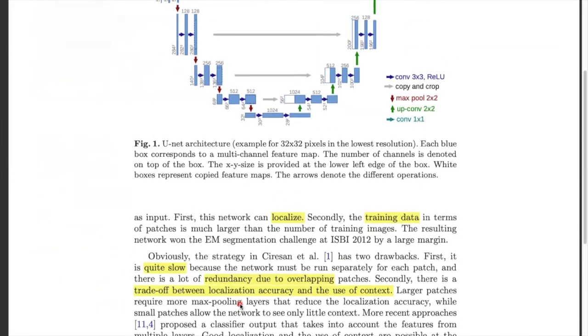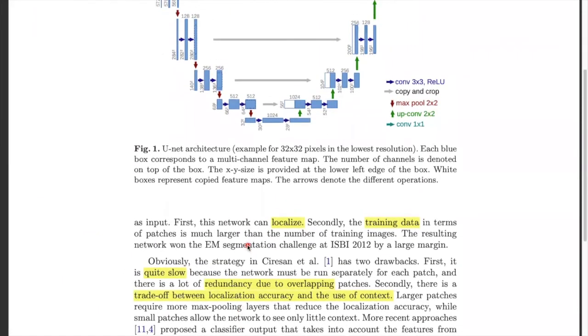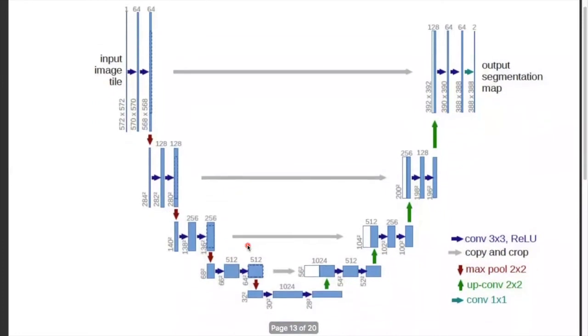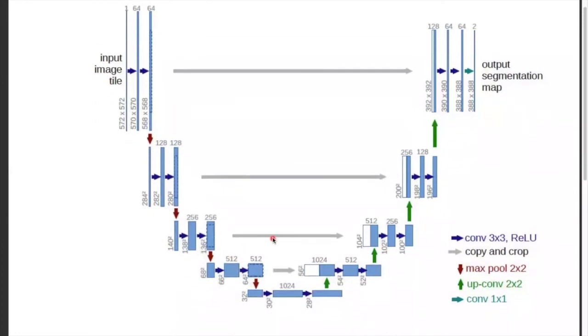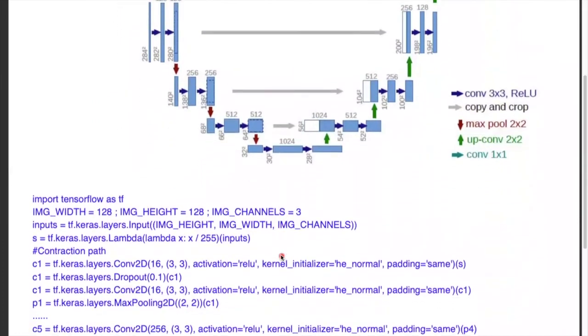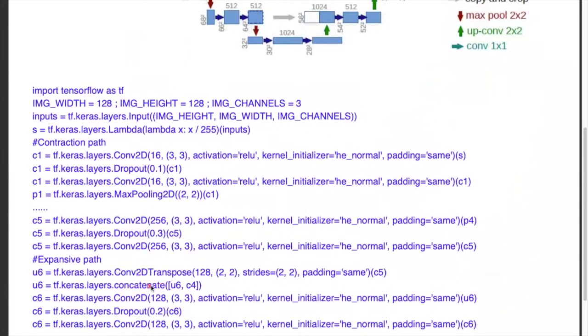Excuse me, can you show the gray arrows in the code? The skip connections? Yes, the gray arrows. In the code, okay. Yes, so it's a concatenation, this part.